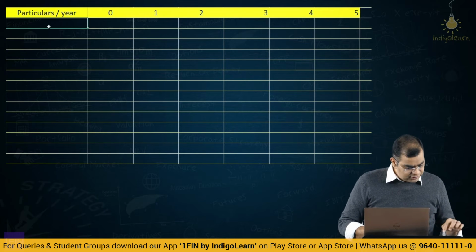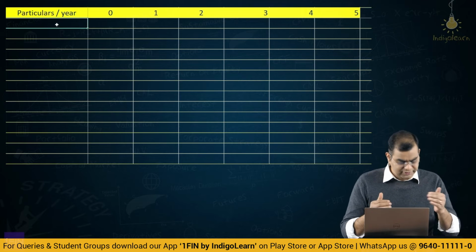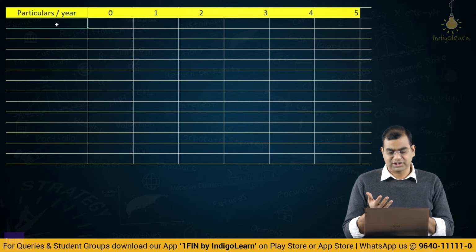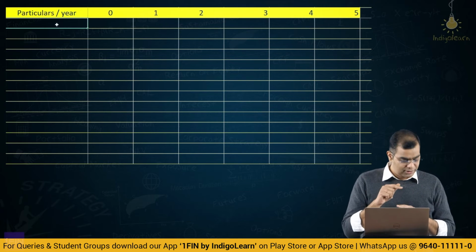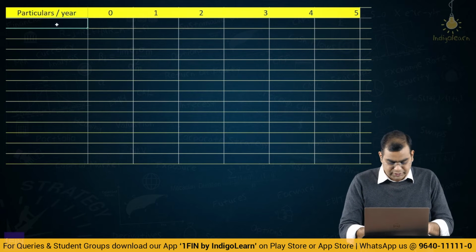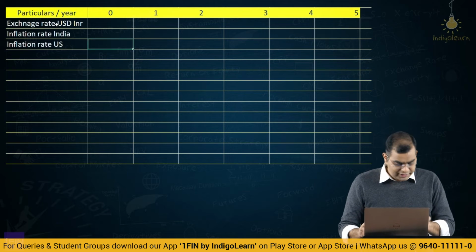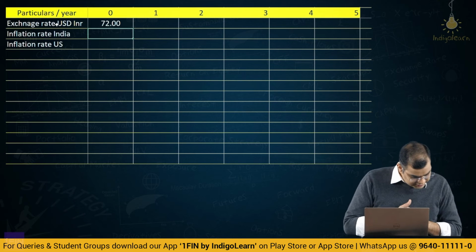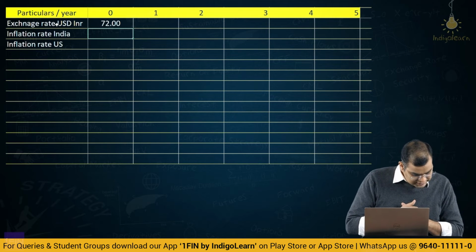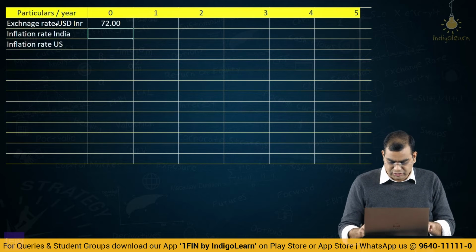Okay friends, so let's start off. A US company wants to set up a manufacturing unit. We have a standard methodology, which is first compute depreciation so that you can compute the cash flows. But before you compute the depreciation, you also have to compute the exchange rate. So first thing, exchange rate, USD, INR. Then inflation rate India, inflation rate US. Current exchange rate is 72. Inflation rate in US and India are 8%, 9%. India is high, so 9%, and US is 8%.